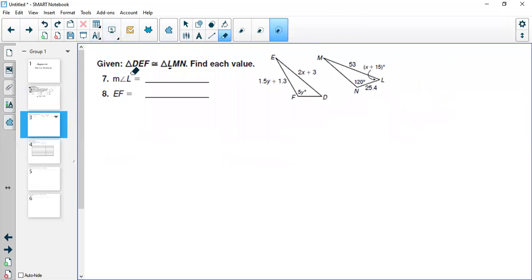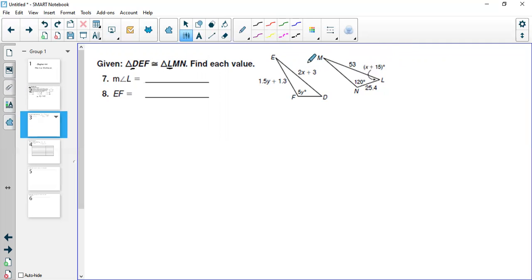Moving to question 7 and 8. Given triangle DEF is congruent to triangle LMN, find each value. So you need to find the value of angle L. Angle L is corresponding to angle D. But the problem here is they did not give us the measure of angle D. So we can say angle L is equal to angle D, but what's the use? Because they did not give us a measurement here. So find out, is there any other way in the figure which we could find the value of x? Only if you find the value of x, you could find the value of angle L. So is there any other way we could find x?